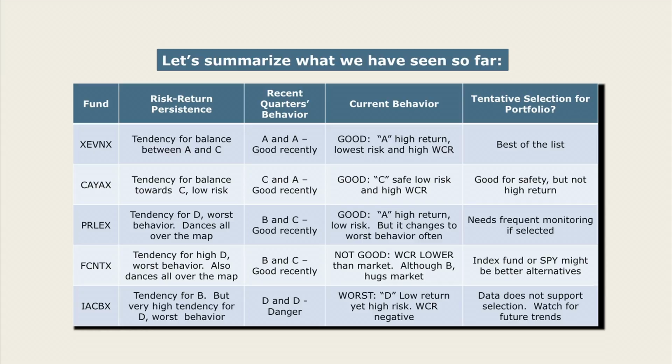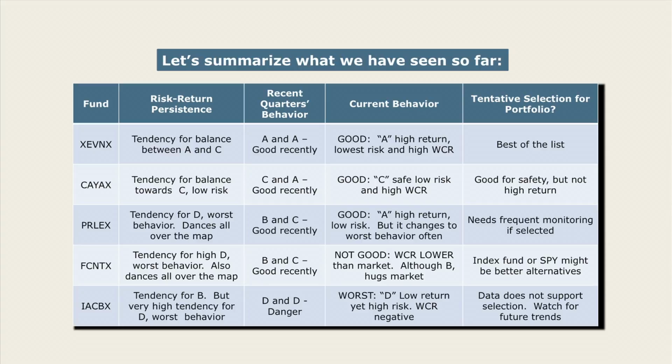PRLEX has a tendency for D, worst behavior. It dances all over the map, but its recent quarters' behavior has been B and C, good recently. Its current behavior is also good: A, high return, low risk, but it changes to worst behavior often. Needs frequent monitoring if selected.